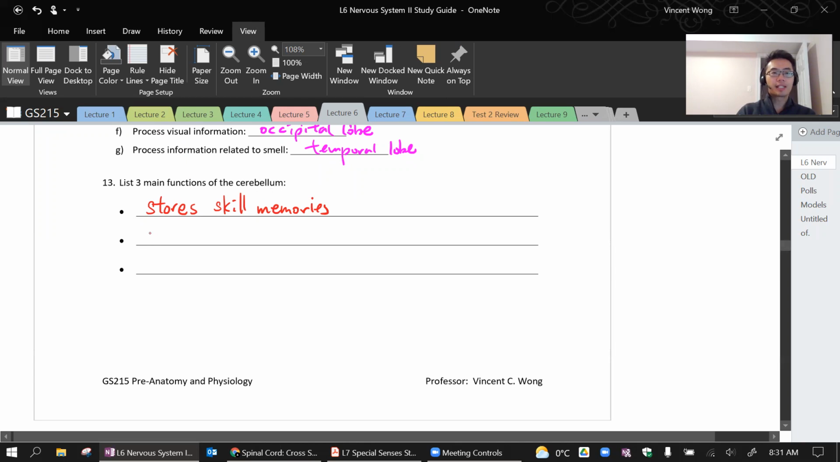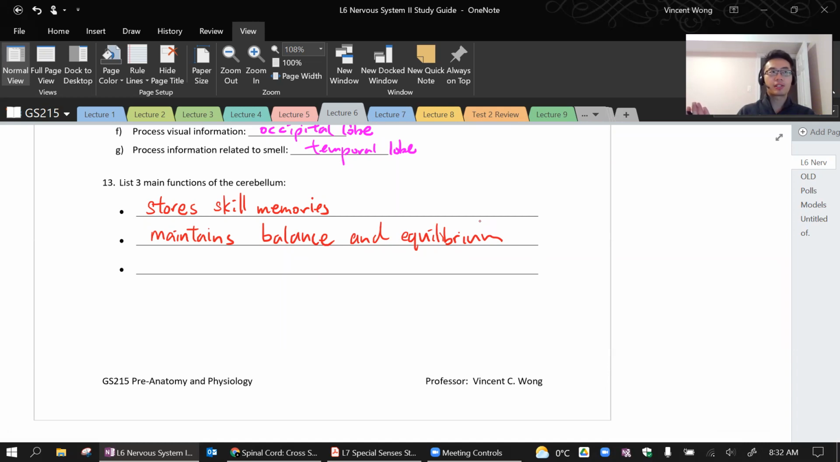Another function of the cerebellum is that it maintains balance and equilibrium. Okay, so the cerebellum actually receives multiple inputs from various sensory structures that would give it an idea of the relative position of your body parts, and then it would compare it to a reference of what those body parts are supposed to look like or at what position when you're doing certain activities.